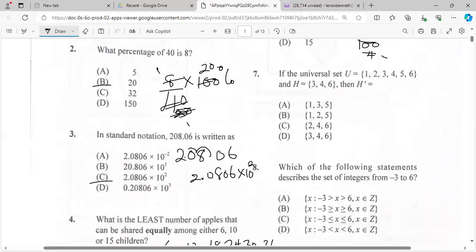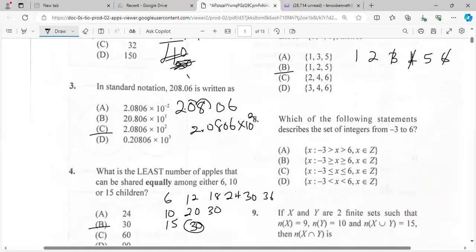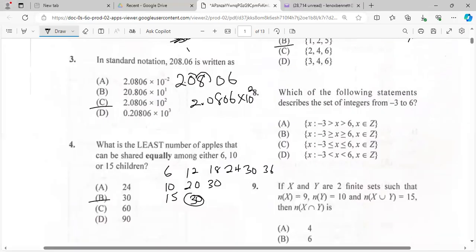If the universal set U is equal to 1, 2, 3, 4, 5, 6, and H is equal to 3, 4, 6, then H prime, alright, hold on. So complement means what's not in H. So I could just do them one at a time. So in H you have 3, 4, and 6. So that means in H you don't have 1, 2, 5. So that's B.